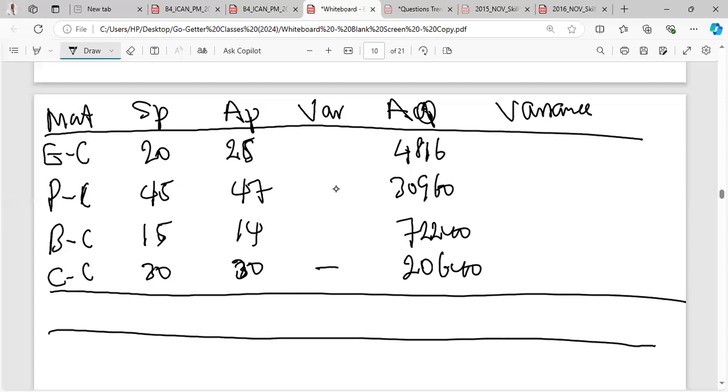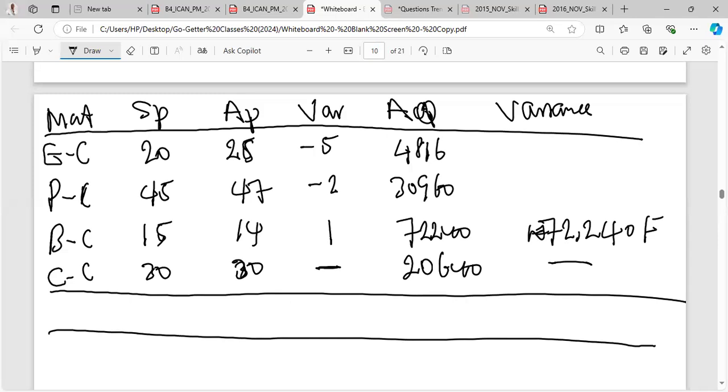The variance here is 1. I can give it out straight away. This multiplied by this quantity will still give you nil. This one will give you 72,240 favorable. Let me write this well. Now this will give you -2, and this will give you -5.